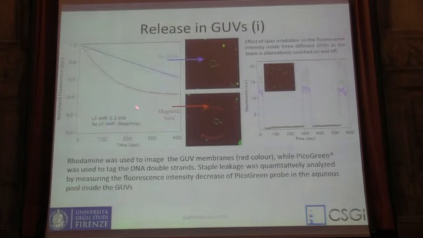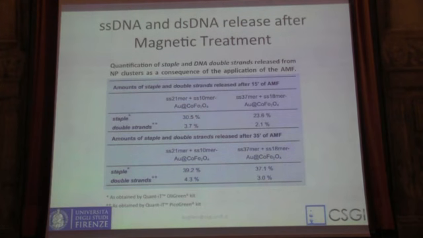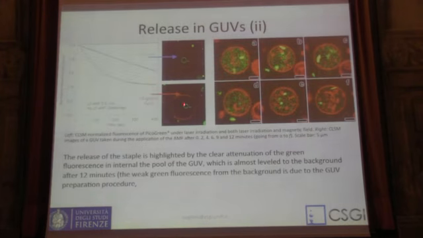And the proof that we have the release comes, again, from giant unilamellar vesicles. You can use other systems, but using giant unilamellar vesicles to see the release is quite easy. And you do exactly something similar to what I showed you before.